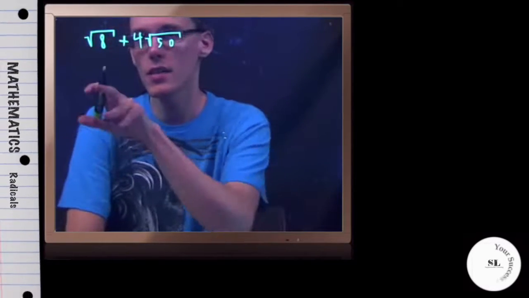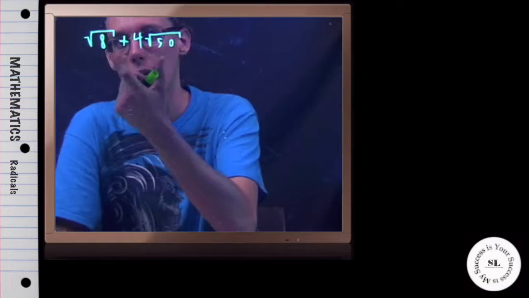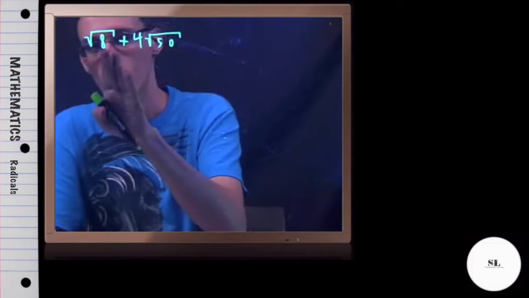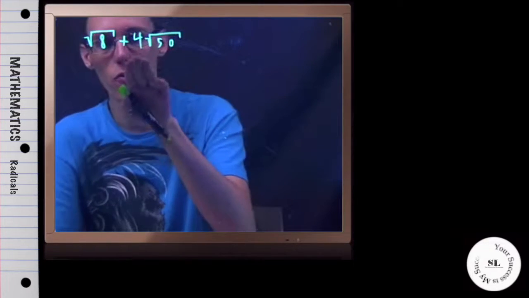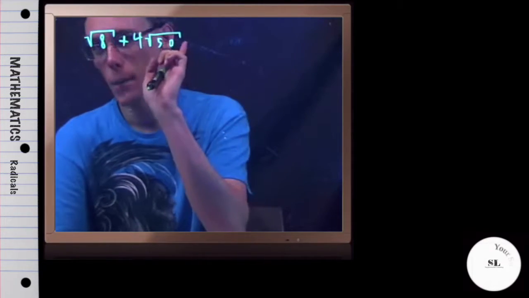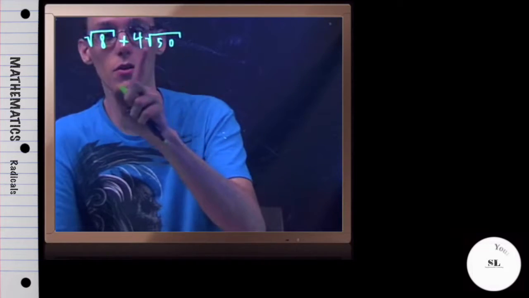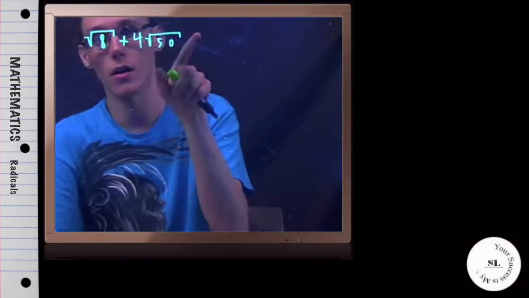All right, now in this example, we're asked to simplify and add the following radical expression. So here I have the square root of 8, and I'm going to add to it 4 times the square root of 50. But I can't add these until they're like terms. In other words, the square root numbers are equivalent.